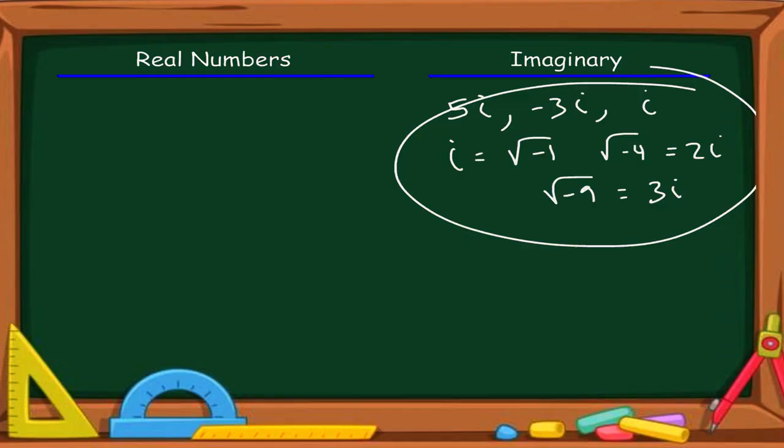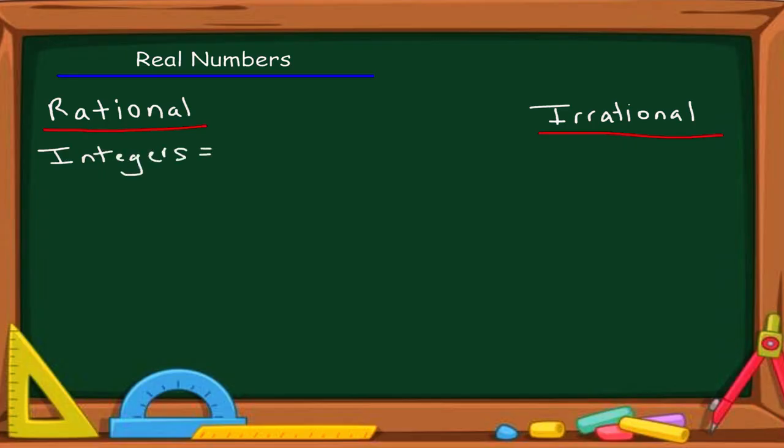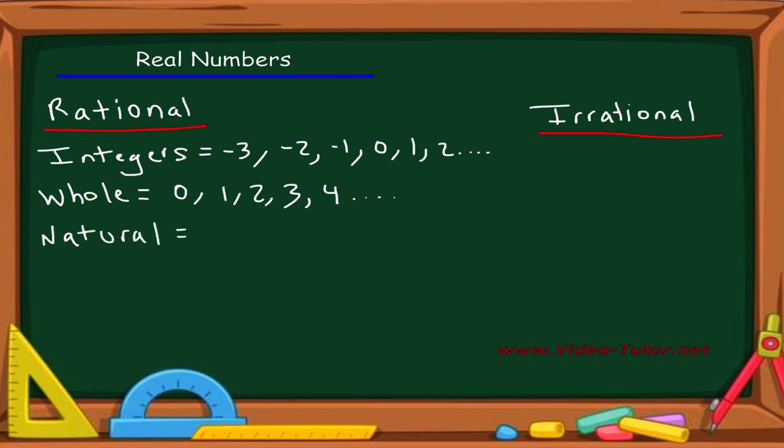So now let's focus on real numbers. Real numbers can be broken up into two categories, rational and irrational numbers. Now, before I give the definition of these two, let's talk about the numbers that are included in this category. First, we have integers. Integers are numbers such as -3, -2, -1, 0, 1, 2, and so forth. Next, we have whole numbers, which are integers starting from 0. So this is going to be 0, 1, 2, 3, 4, and so forth. And then next we have natural numbers. Natural numbers are whole numbers, but starting from 1. So 1, 2, 3, 4, those are natural numbers.